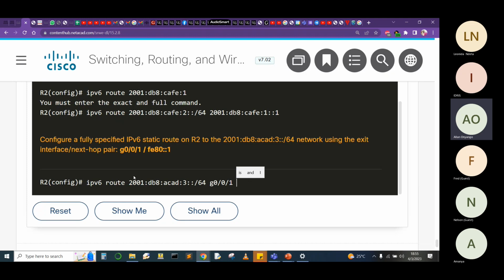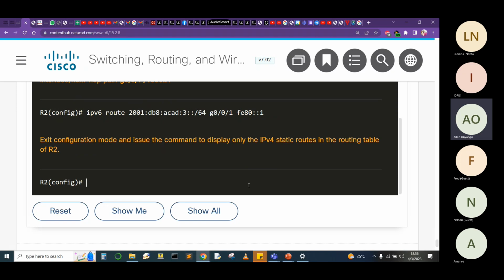Then you put the next hop, which is given as a link local address. Please do not put the slash here; that is just used to differentiate the two of them. So FE80, that's a link local address, ::1. And we are good to go.